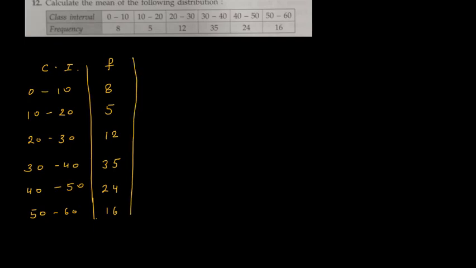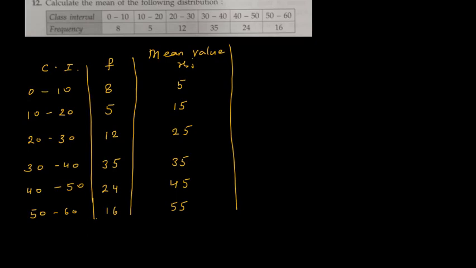Then after F, we find the mid value. This mid value can also be called X or Xi. So your Xi value is 0 plus 10 divided by 2, which is 5, or you take the difference and add it to the lower value. Then you will get 15, 25, 35, 45 and 55. This is the mid value.